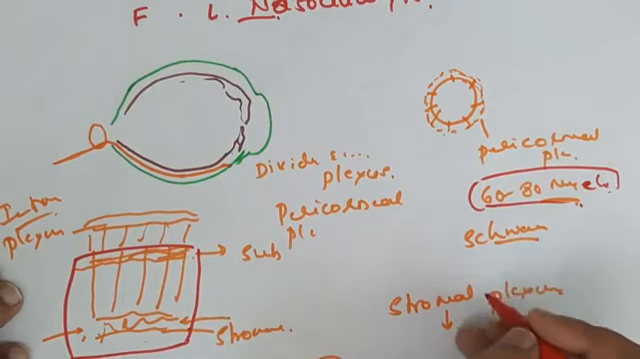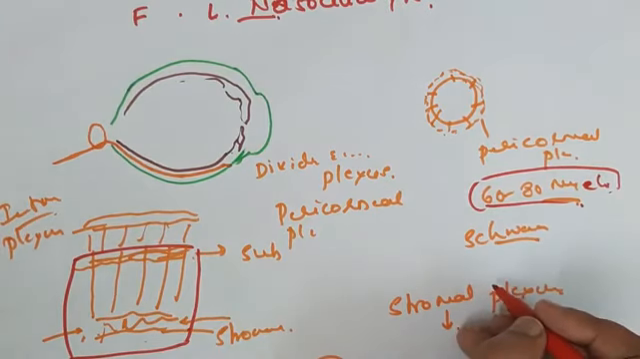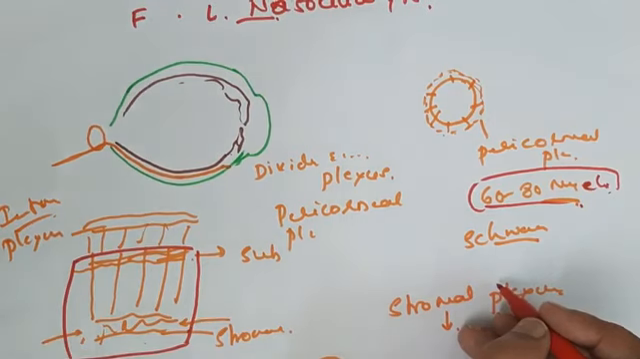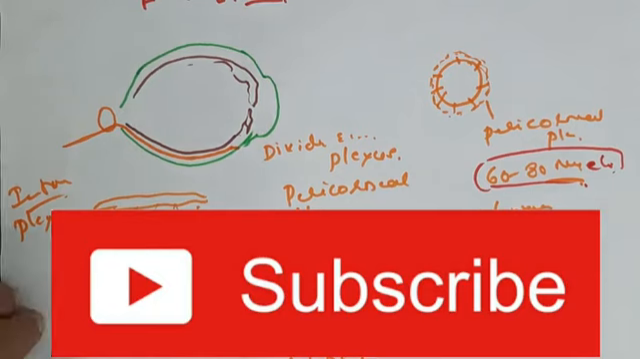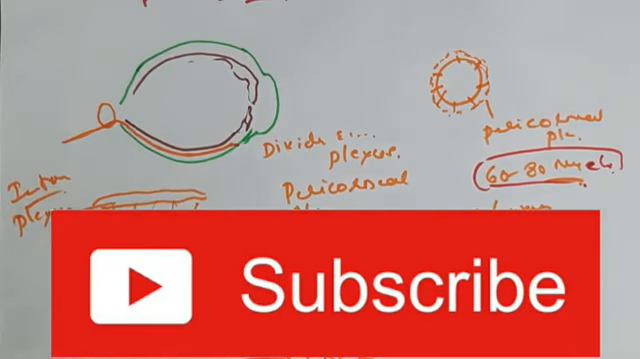The clinical importance is that whenever there is infection of the trigeminal ganglia, the corneal sensation is decreased, which can lead to neuroparalytic type of keratitis. Okay. So this is about the anatomy of the cornea.